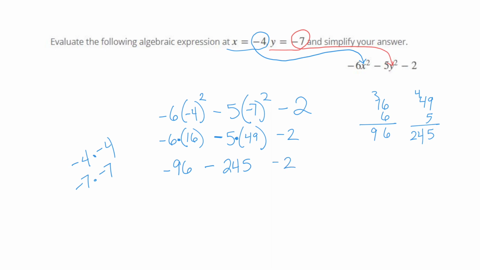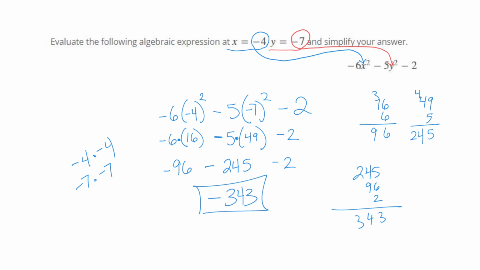So now let's take a look at what you have here. All three of these numbers are negative. If they're all negative, I'm just going to add them up and make the answer be negative. It's like all the chips being the red chips. You just add them all up. So I have a 245, I have a 96, and I have a 2. And I'm going to add these all up, and then I'll make my answer negative. All right, so I have a -343.